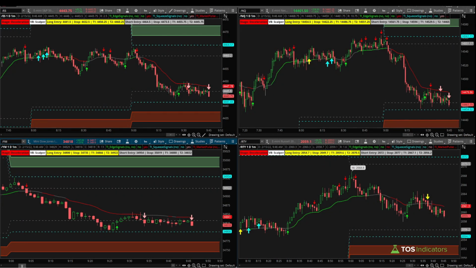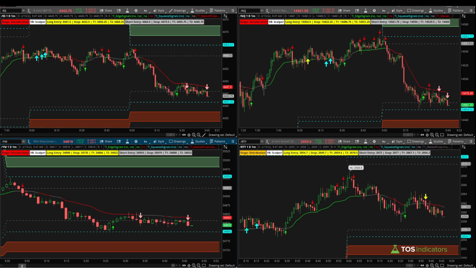In today's video, I'll walk through a live setup that's looking like it's about to trigger inside of our index markets. Now, on my grid chart here, on the top left, I have the S&P, top right, the NASDAQ, bottom left, the Dow, and then bottom right, the Russell. And what we're looking for in terms of our setup is quite simple. There's two different components or pieces of it.